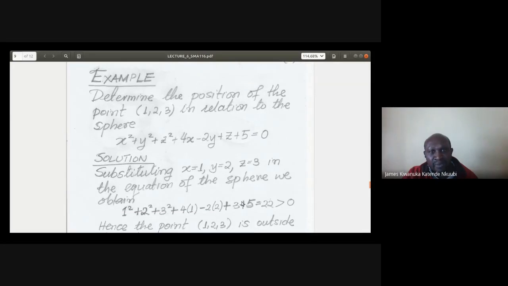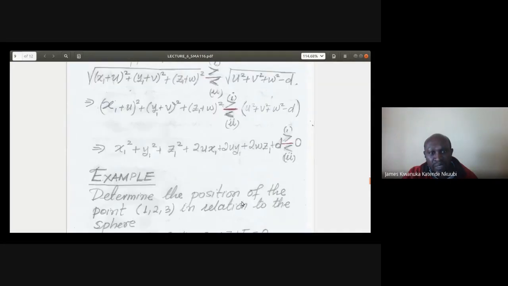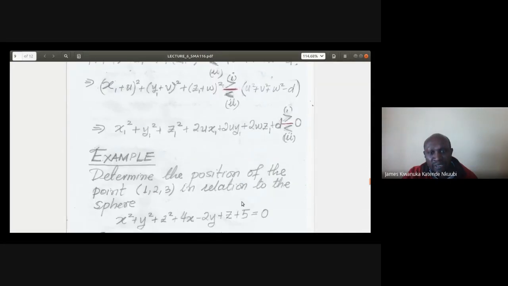So here's an example. Can you quickly tell me which side of the sphere this point 1, 2, 3 is? The sphere is given and the point is also given. I'll give you 1 minute to quickly work that out.